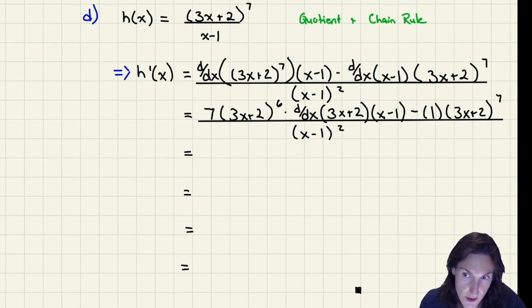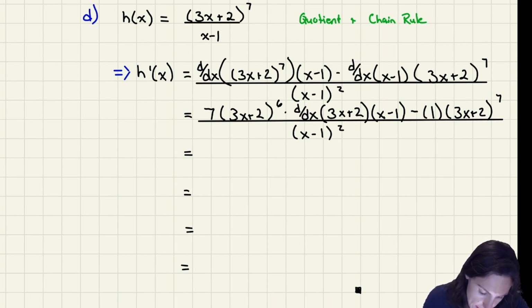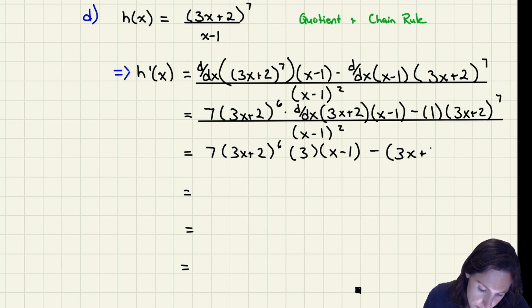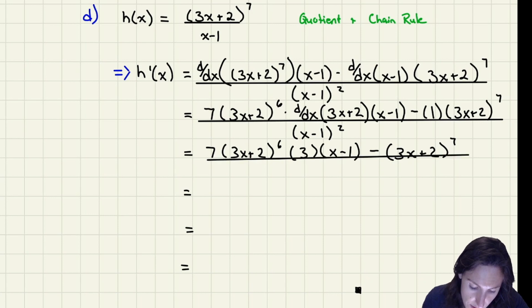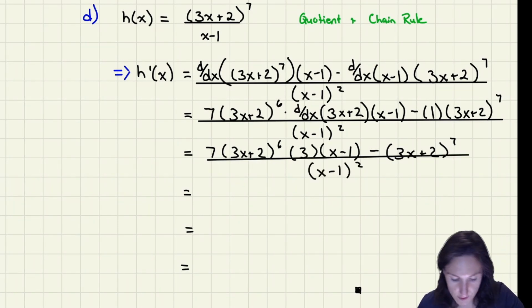Okay, so now what do I have here? So now I'm going to have 7, 3x plus 2 to the 6. The derivative of this part here, this 3x plus 2, is just going to be 3. And then times x minus 1, minus, bracket, 3x plus 2, bracket to the 7. And again, all divided by x minus 1 squared.